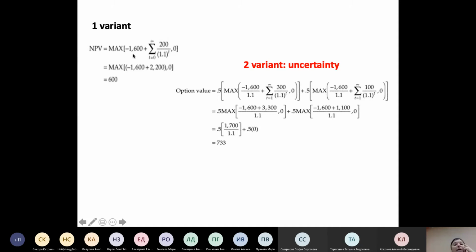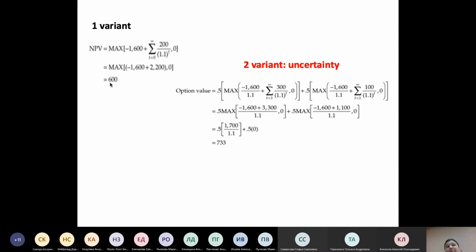It will be minus 1,600 plus 2,200. In other words, it will be 200 multiplied by 1 plus 10% and divided by 10%. Our perpetuity annuity formula. And the expected result of this investment project, if we make the decision to invest at a spot moment of time, the net present value will be $600.